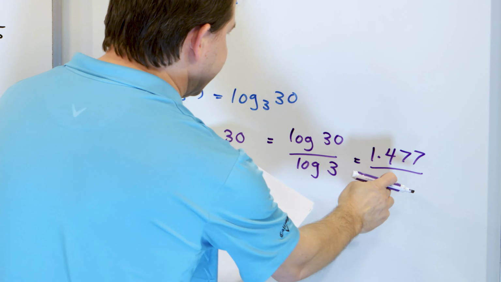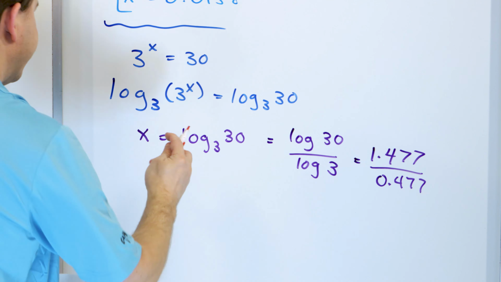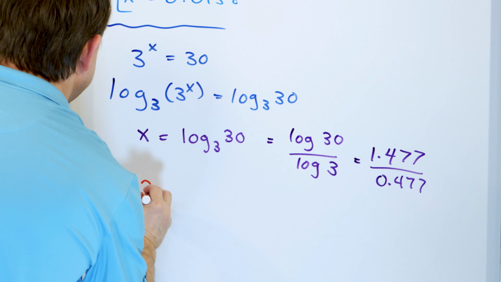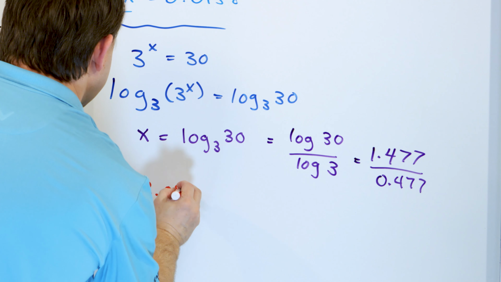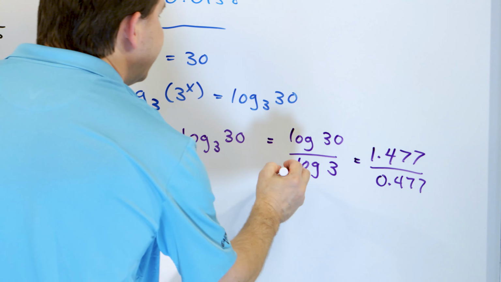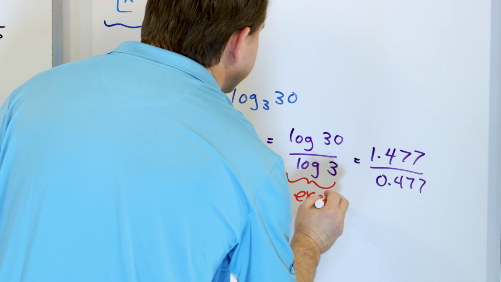And then on the bottom, you'll have a log of 3, 0.477. And so then what you'll find is x is equal to, when you take those numbers and divide, you'll get 3.096. Of course, this is approximate because this is an approximation. This number is exact. So if you were asked to tell me the exact value of x, this is what I would write down. Now you could leave it like this, sure.